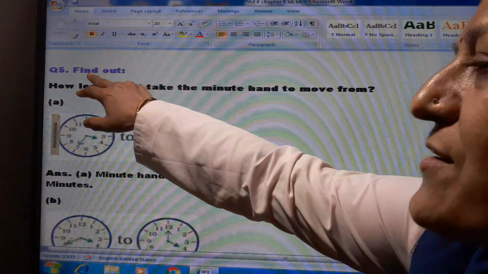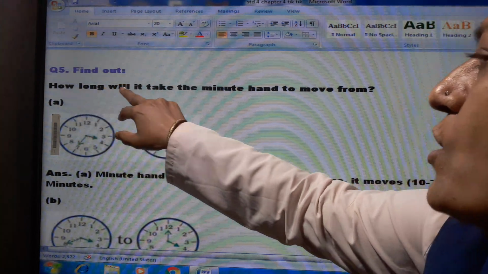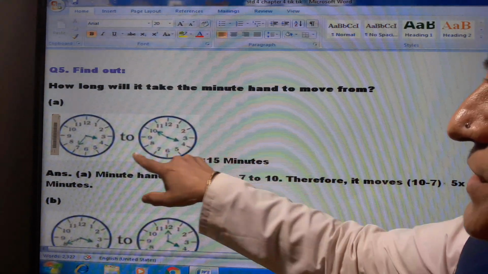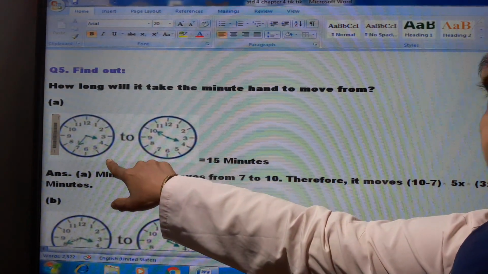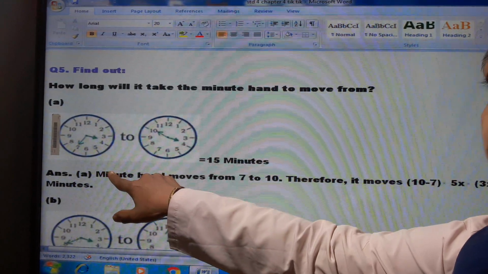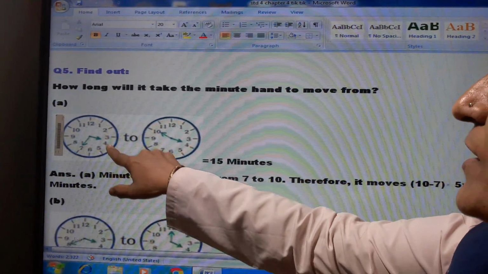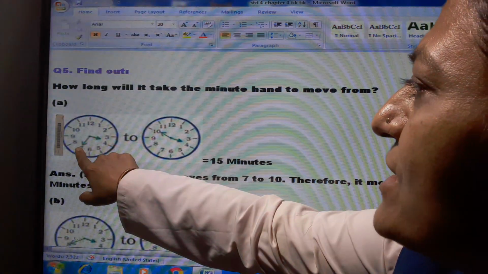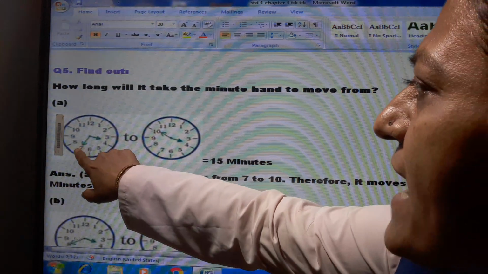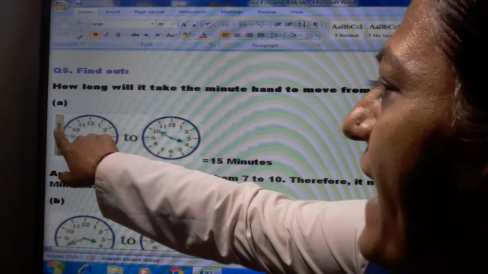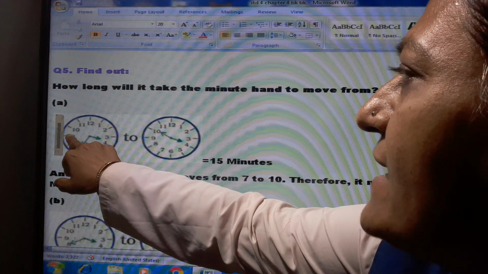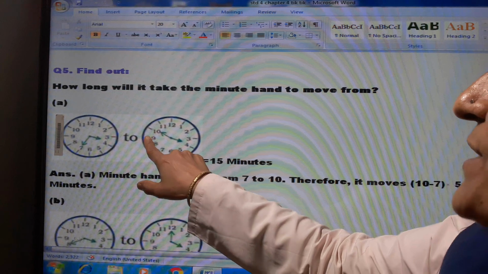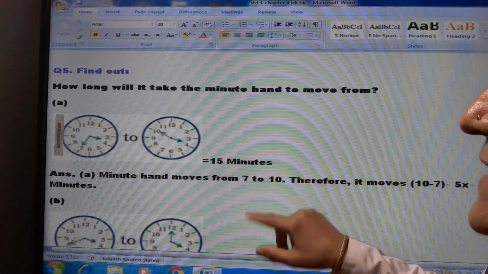Question number 5. Find out how long it will take the minute hand to move from. Here in the first clock, it is given that the hour hand is between 3 and 4 and the minute hand is on 7. Now the minute hand moves from 7 to 10. Means 5, 10 and 15. How many minutes are there? 15. 5, 10, 15. So we have to write here 15.